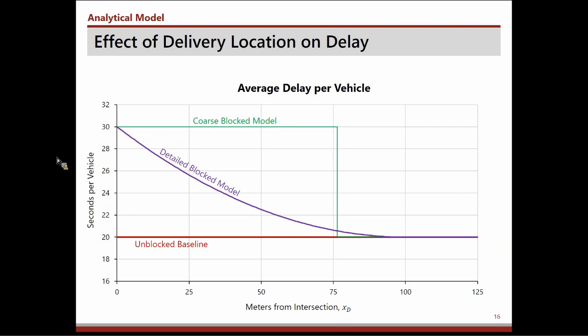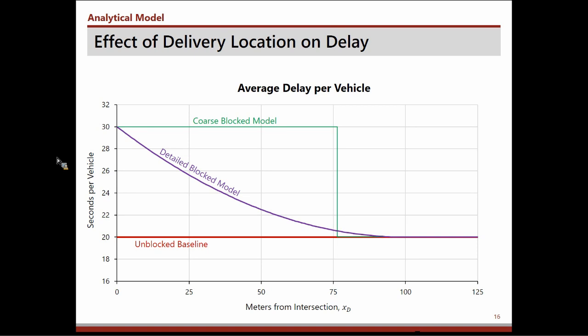But a more detailed model that accounts for the traffic interactions and the traffic dynamics looks messier to write out, but is no more difficult to solve in a computer or through a spreadsheet or some software. And it shows that the impact of the delivery decreases gradually as you move away from the intersection. So right at the stop bar, you do effectively lose the entire lane because everybody's got to get past that vehicle to get through the intersection.